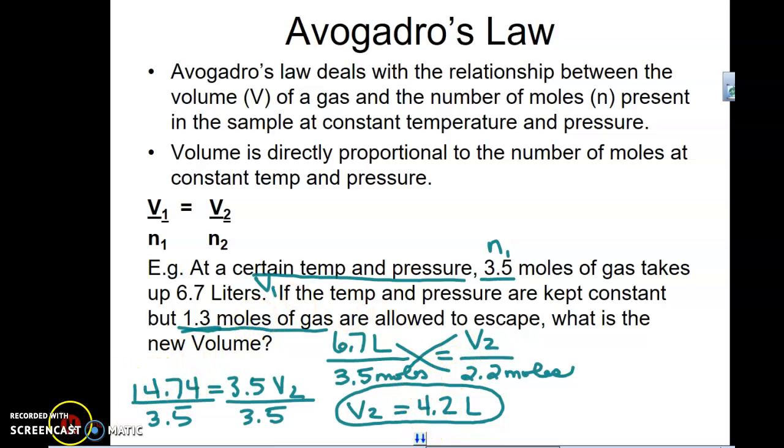So we can then look at the combined gas law, which was in the last video, and see that normally what we look at is pressure and temperature and volume and how that changes. We don't generally change the moles of gas, but as you see, we certainly can.